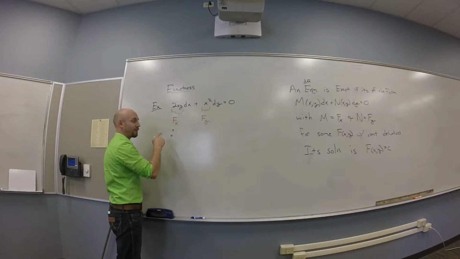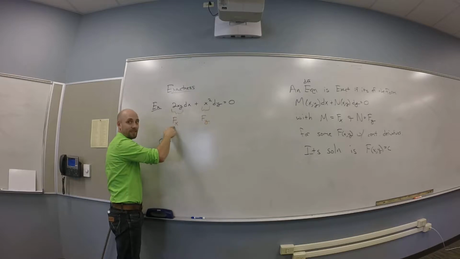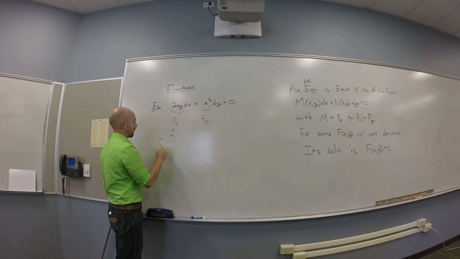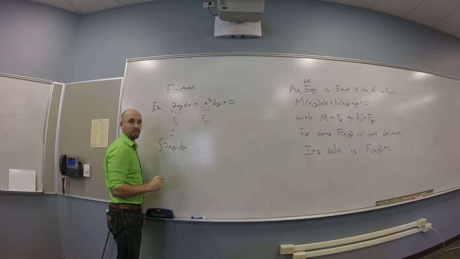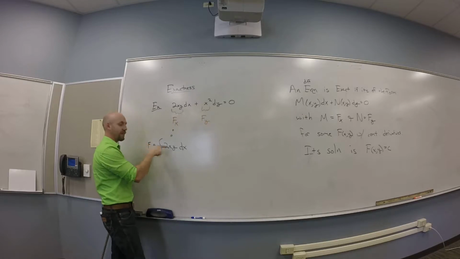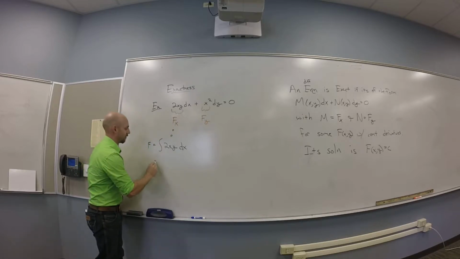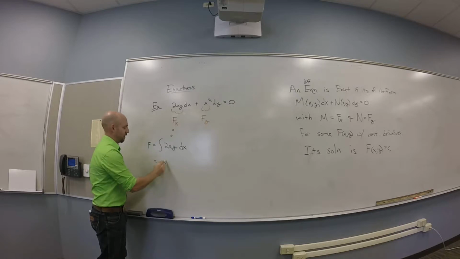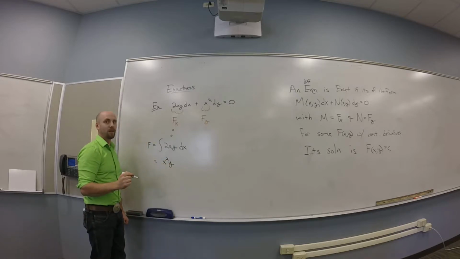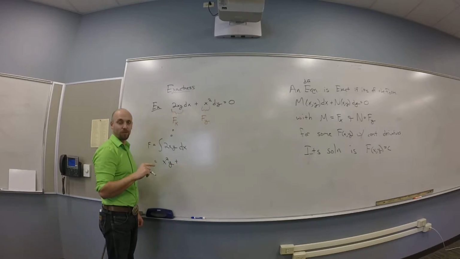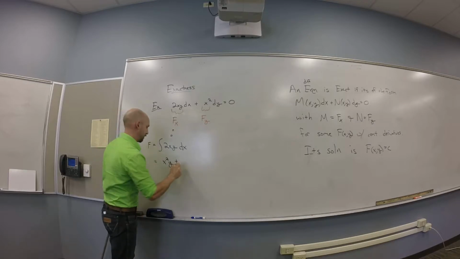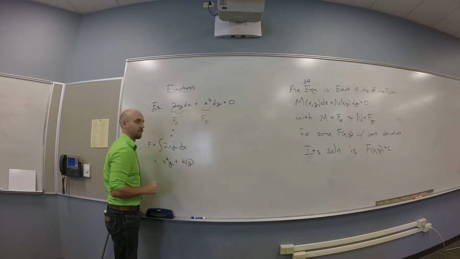What did you differentiate with to get fx? You differentiated with respect to x, right? So you would like to undifferentiate with respect to x. And so you got 2xy, and you're trying to integrate dx. This is kind of morally what f should be. Okay, so I get x squared y plus something that's constant with respect to x, which means it could be a function of y. Or just a number.